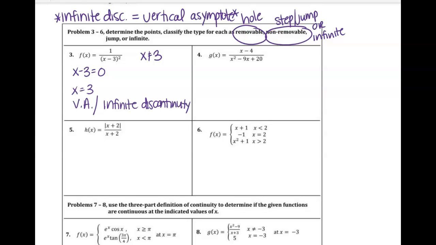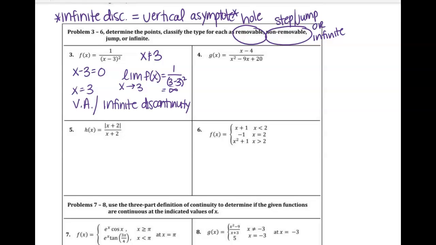And keep in mind, to prove that this is true, the limit as x approaches that vertical asymptote of f of x is going to be 1 over (3 minus 3) squared, which is 1 over 0, and 1 over a really small number in terms of a limit is just infinity, okay? But again, keep in mind that if you're finding an infinite discontinuity, it's just a vertical asymptote.